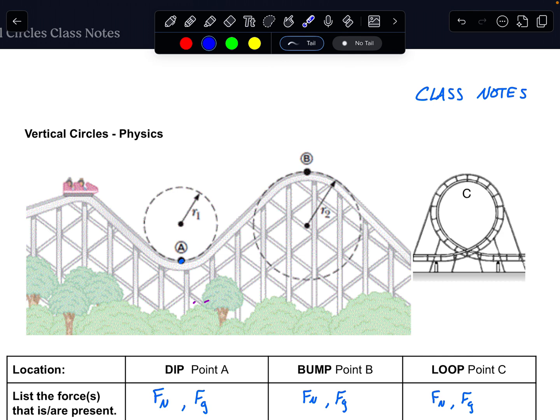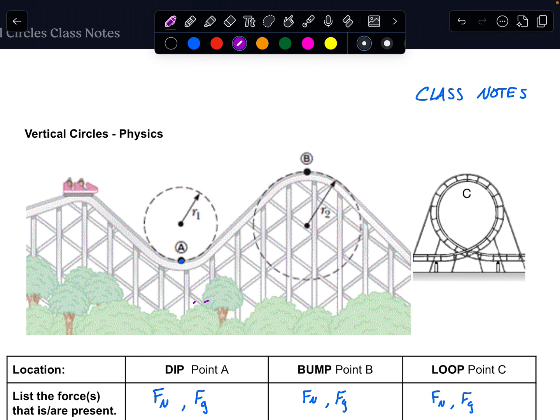I'm going to run through a couple examples. I'm going to have you fill out this conceptual chart with me. So have your notes ready, and we're going to take a look at how we can analyze this motion with vertical circles, knowing our acceleration and net force ideas. All right, so the first thing to take a look at is how can we analyze the forces that are acting on a roller coaster?